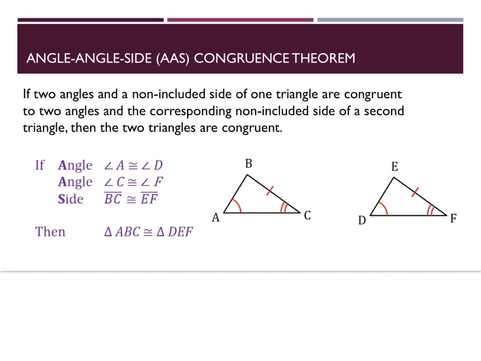Next, we have the angle-angle-side congruence theorem. It states that if two angles and a non-included side of one triangle are congruent to two angles and the corresponding non-included side of a second triangle, then the two triangles are congruent. In other words, if I have two angles congruent in each triangle, and a side that's not included, in other words, it's not between the two angles, so it's over here on this side and it's corresponding, or it could be on this side and it's corresponding. It's just not included between the two angles that are congruent. Then we can conclude that triangles ABC and DEF are congruent.